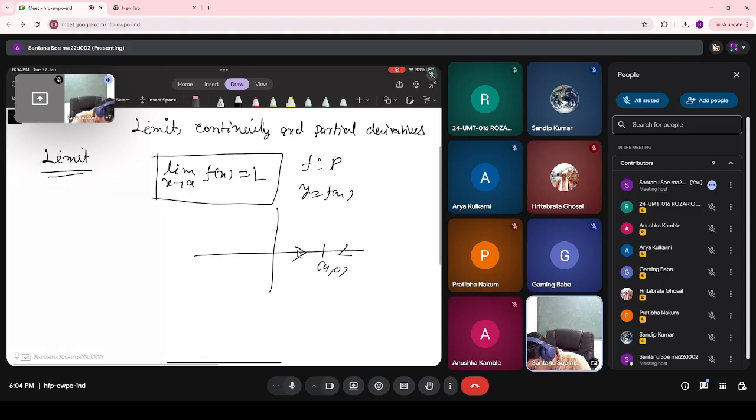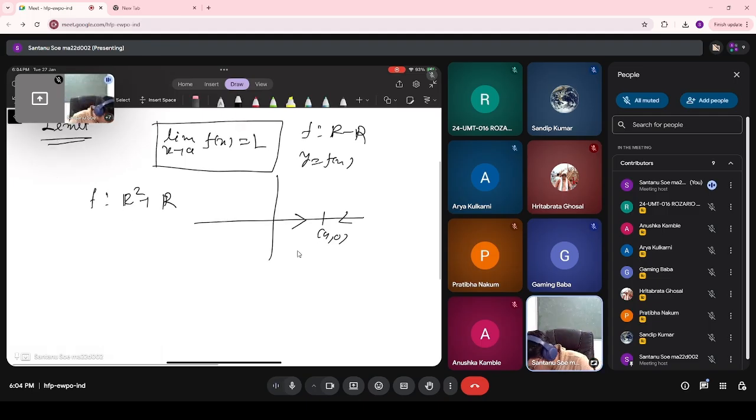But the definition of limit for two variables is different, because in this case the function is from R to R. In case of two variables, the function is from R^2 to R, so there are two arguments. So now the definition is that the limit as (x, y) tends to (a, b) of f of x comma y equals L.